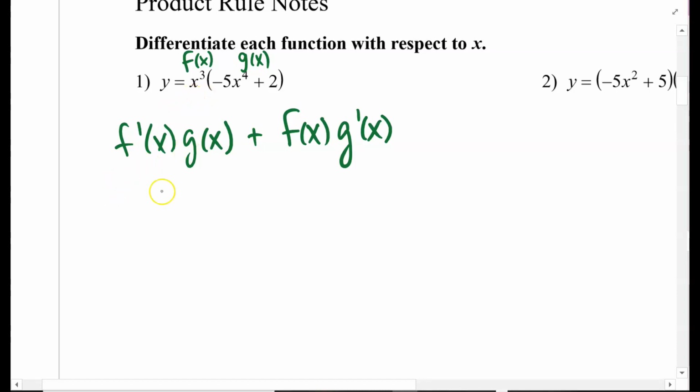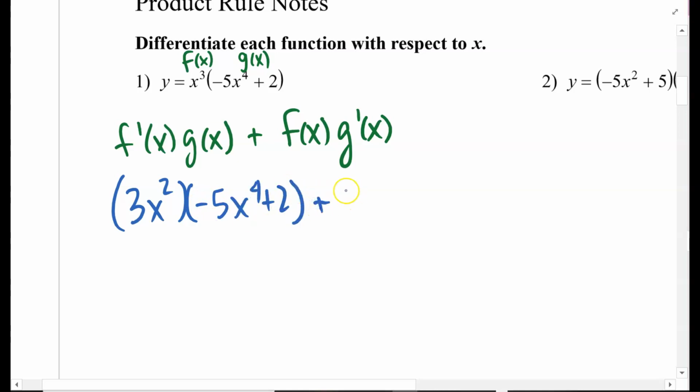So on our first derivative, we're going to have 3x squared, 3 multiplies to the front, times the second, not the derivative of the second, so negative 5x to the fourth plus 2, plus the first, and so that's just our x cubed times the derivative of the second, and so we're going to get negative 20x to the third. The 2 is a constant, so its derivative is 0, so we're just going to get the negative 20x cubed. Our next step is to simplify, and so we just use distributive property.